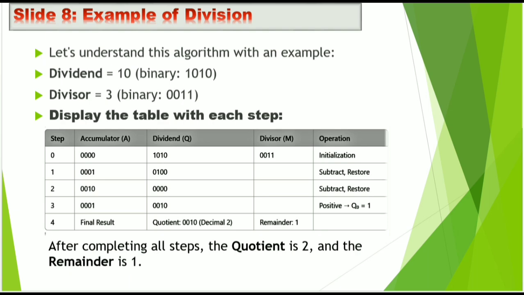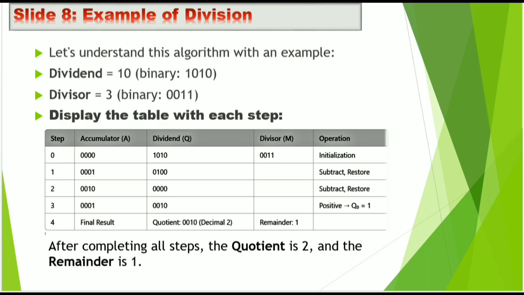Then step 2, left shift and subtract. Shift A and Q to the left again. After shifting, A is equal to 0010 and Q is equal to 1000. Then subtract M from A: 0010 minus 0011. This final number is 1111. This is a negative result. Again the result is negative, so set Q0 equal to 0 and restore A.